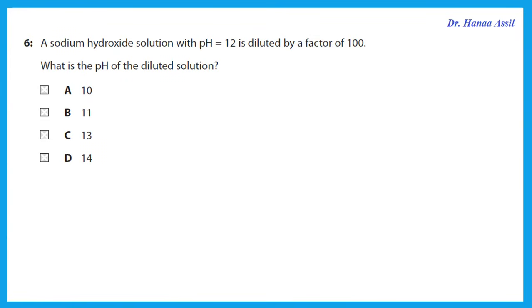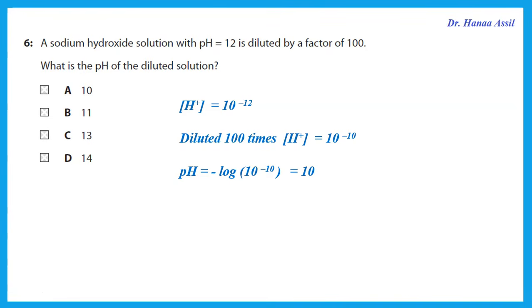A sodium hydroxide solution with pH 12 is diluted by a factor of 100. What is the pH of the diluted solution? So if we have pH 12, that means the concentration of H+ ions is 10 to the minus of the pH. Now, if we dilute that 100 times, that means the concentration now is 10 to the minus 10, so the pH, minus log of that, is 10.